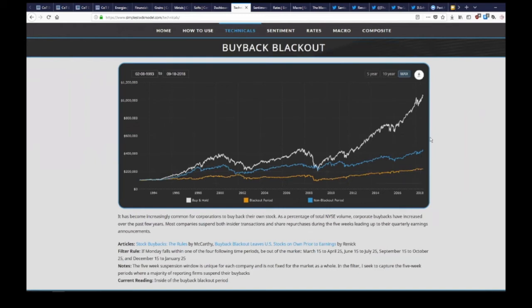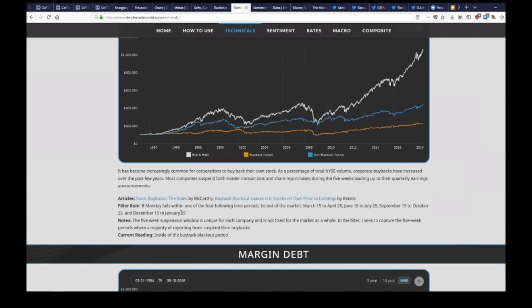And you might ask, wait a second, if you sum these two numbers together, why doesn't it add up to the white line, which is buy and hold? It's just because the graph is linear and not logarithmic. If it was log, it'd be equidistant. So anyways, in plain English, we're just starting to enter the blackout period.